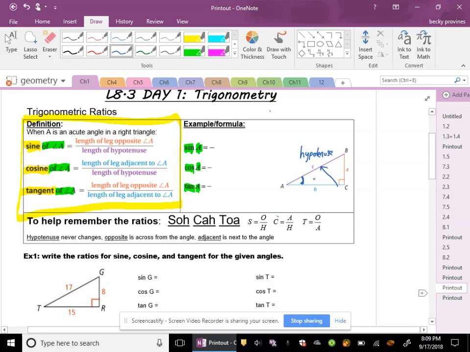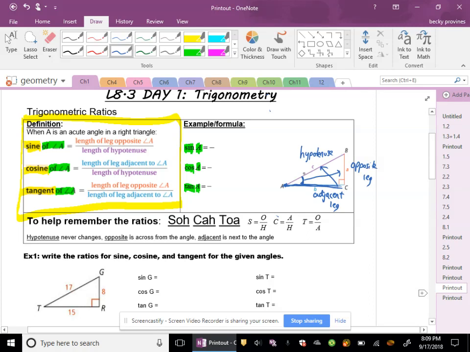Now we have a side called the opposite side. So you find the angle you're working from and straight across, this is your opposite side. Now this is actually a leg, so I'm going to label it opposite leg. The remaining one is called your adjacent leg. The adjacent leg actually is part of the angle. So notice here how this comes up and it touches angle A.